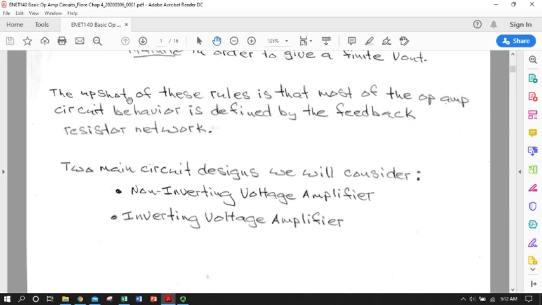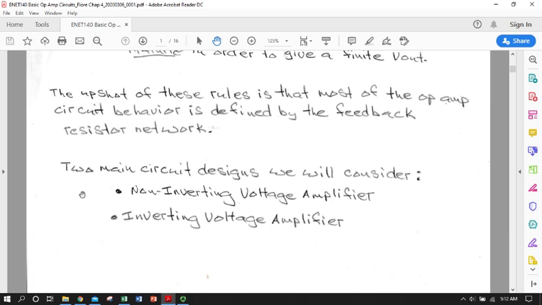Upshot of these rules: most of the op-amp circuit behavior is defined by the feedback resistor network. So we effectively end up replacing the triangle of the op-amp with these two rules. No current goes in, and V-in inverting and V-in non-inverting are the same, reference to ground, and then everything else just simply becomes a DC or AC simple circuit network going through the feedback network.